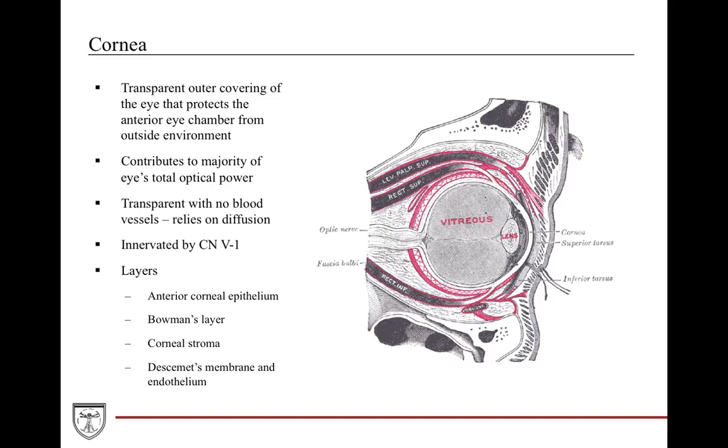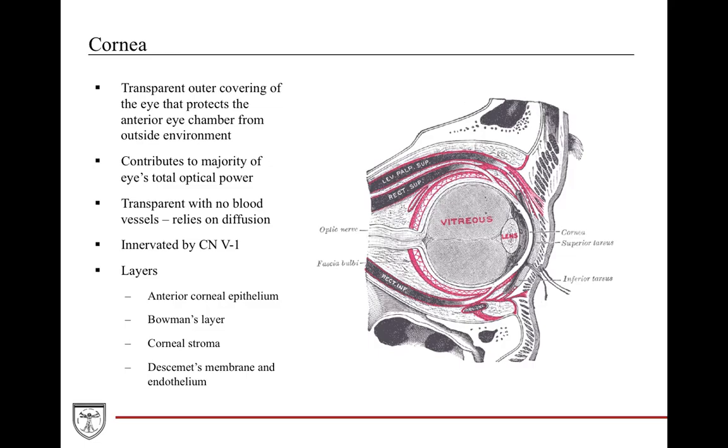So the first structure that light passes through is this cornea. It's a very transparent outer covering of the eye. It protects the anterior chamber from the outside, and it's actually what is considered to be the majority component of the eye's total optical power. And the reason why it's transparent is because if you had blood vessels coursing through it, you wouldn't be able to see. All the blood vessels would be passing through. So it actually relies on diffusion to get all of its nutrients.